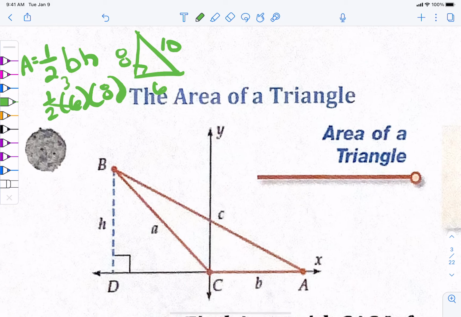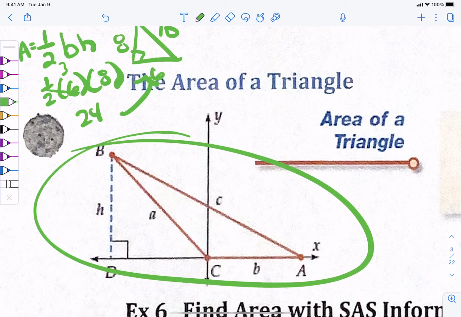Half of 6 is 3. 3 times 8 is 24. So the area of this thing would be 24 units squared, right? Okay, but what happens if your triangle looks like this instead, and it's not a right triangle?